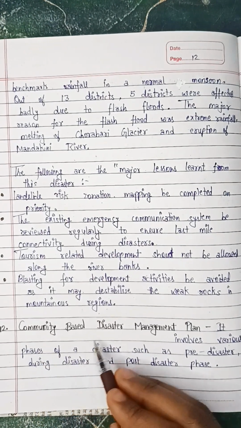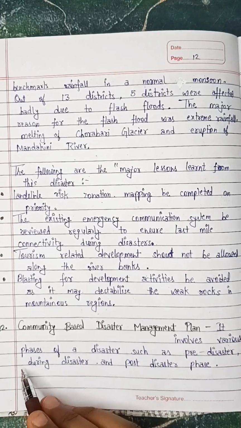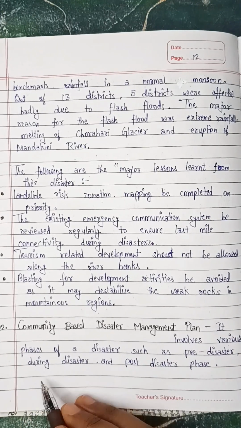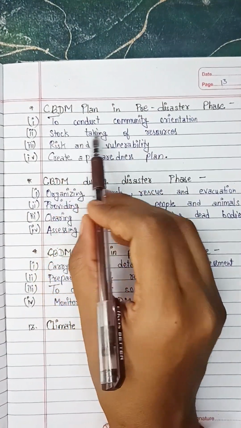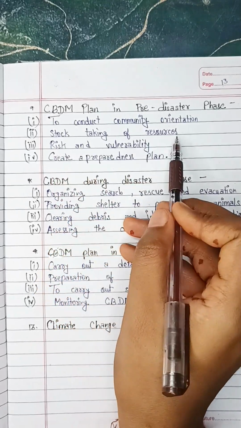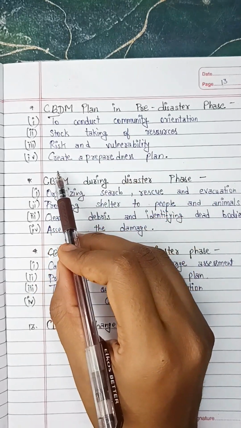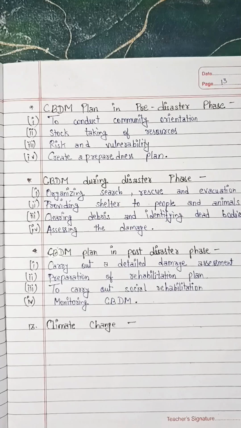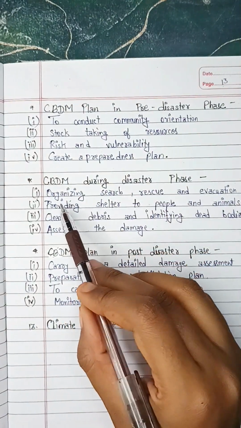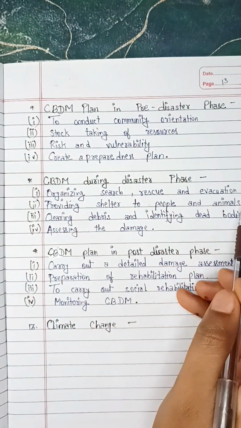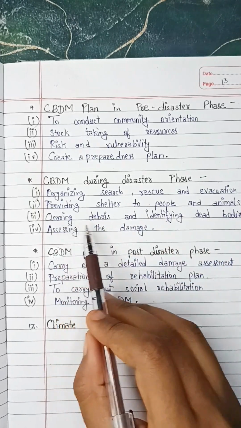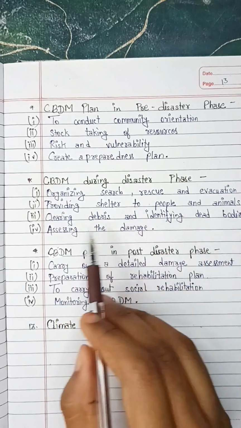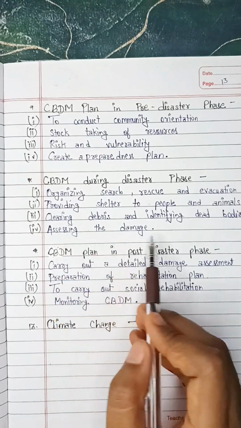Next question is community-based disaster management plan. It involves various phases of a disaster such as pre-disaster, during disaster and post-disaster phase. CBDM plan in pre-disaster phase: to conduct community orientation, stock taking of resources, risk and vulnerability, create a preparedness plan. CBDM during disaster phase: organizing search, rescue and evacuation activities, providing shelter to people and animals, clearing debris and identifying dead bodies, assessing the damage.